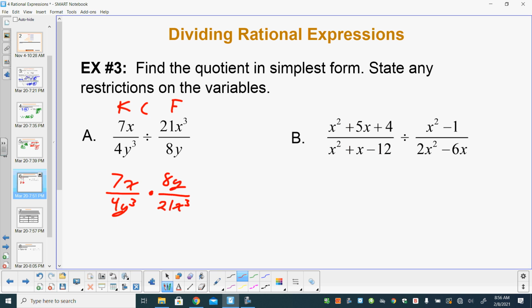All right, now you've changed it into a multiplication problem. How do you solve multiplication problems? Straight across. So 7 times 8, 56, very good. All right, can't multiply two different letters, so x and y. Then what's 4 times 21? 84. All right, can't do anything with the letters, so x cubed and y cubed.